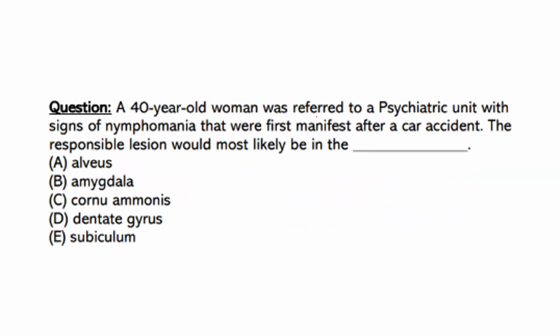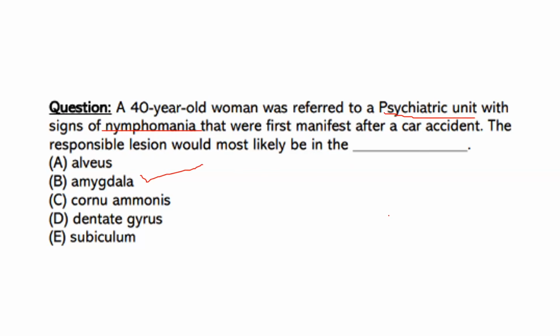A 40-year-old woman was referred to a psychiatric clinic with signs of nymphomania. Which part of the brain is going to be affected here? Since she has nymphomania, it's going to be related to emotions. And so in this case, it's going to be the amygdala. By the way, just a quick giveaway hint: anytime we're mentioning the psychiatric unit, the answer is probably going to be the amygdala, since it's the one that's handling emotions.